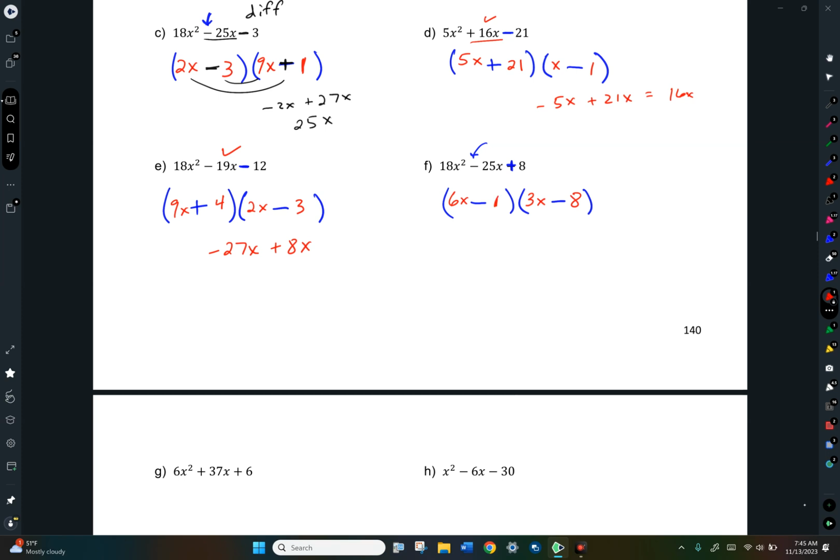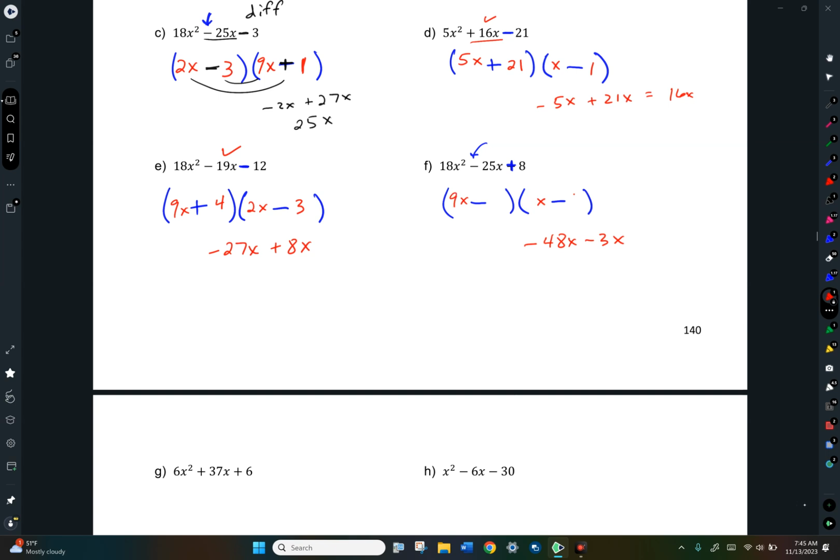So on the outer, I have negative 48x. On the inner, I have negative 3. Again, I don't even have to do the math. There's no way that's going to give me negative 25. Okay, so since I tried 4 and 2, I tried 1 and 8, didn't work. That means that I'm going to have to switch from 6 and 3 to 9 and 2.